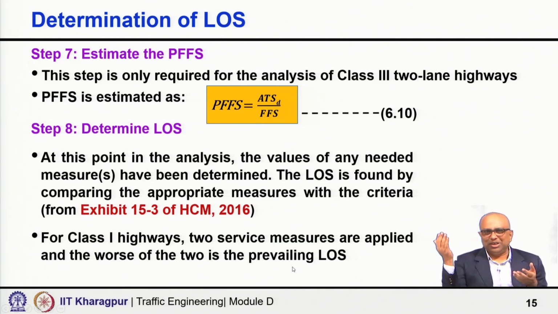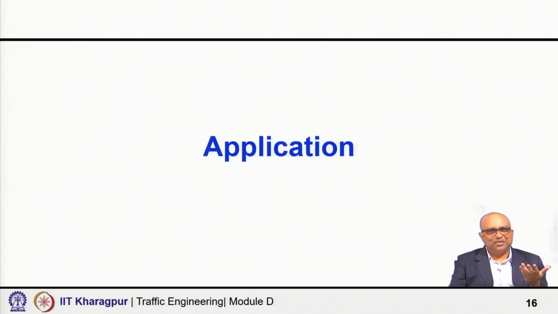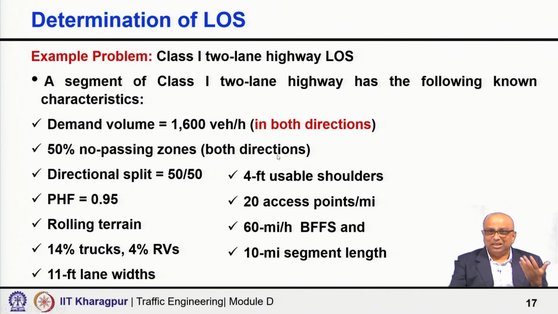So, in one case if you are getting C, and in another case if you are getting D, then you will assume the overall LOS and interpret it as D. Now, let us take a small example to see how we can calculate it.